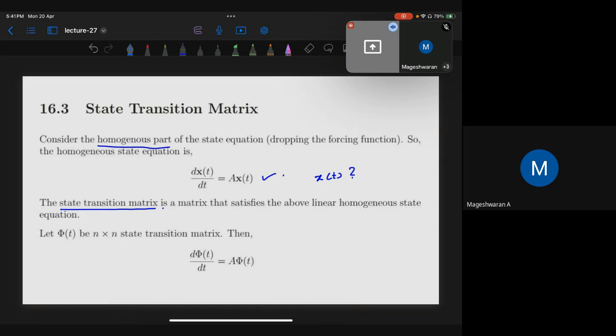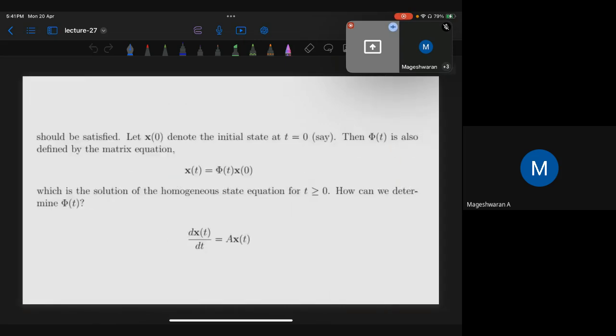For example, say that state transition matrix is phi of t. If you substitute that, you will get d phi by dt equals A phi of t. Then if you start your system at x of 0, the initial state, your x of t will be phi of t times x of 0. So the question is how to find this phi of t.